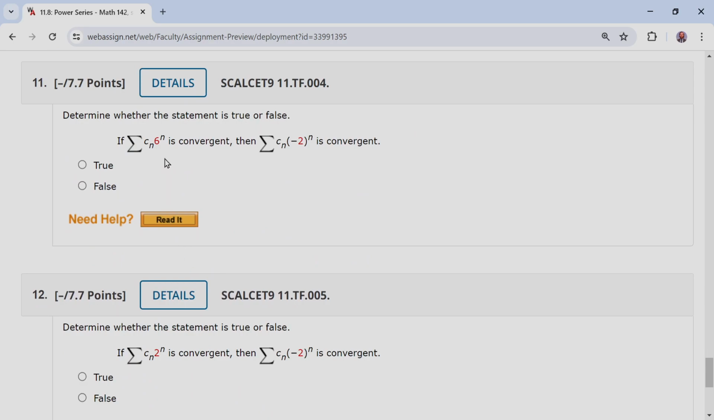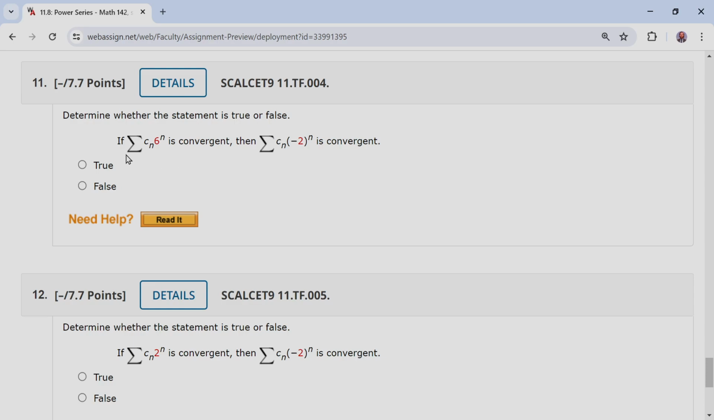Boy, this is a long one. This is taking a lot of time to go through. Let's see. If this is convergent, then that's convergent. Is that true? Oh my goodness. I'm having to really think about that one.